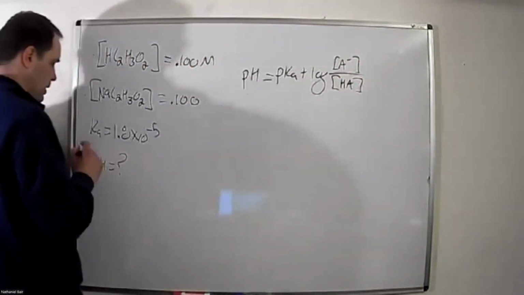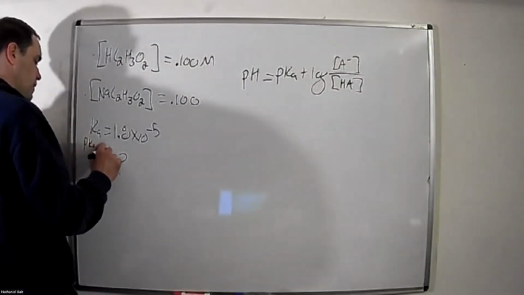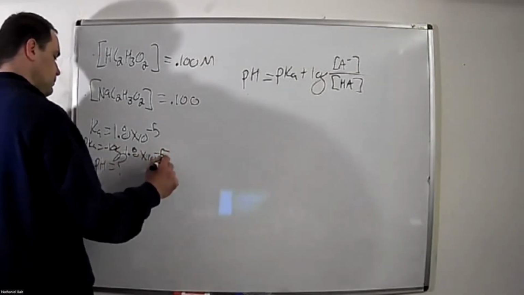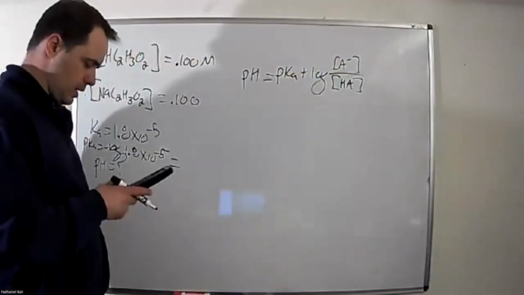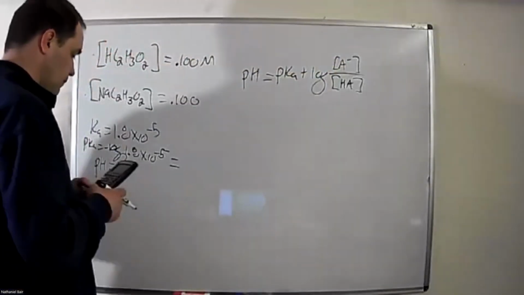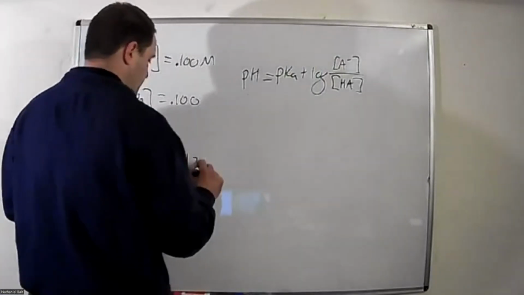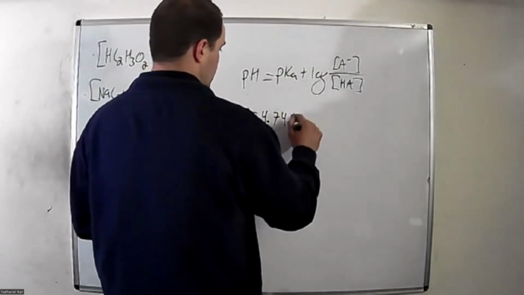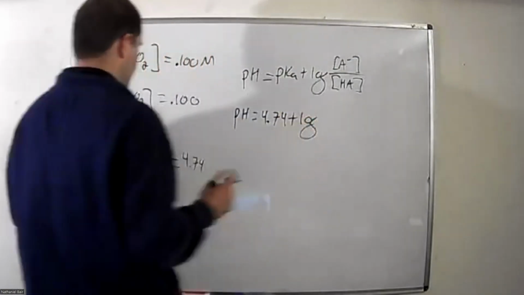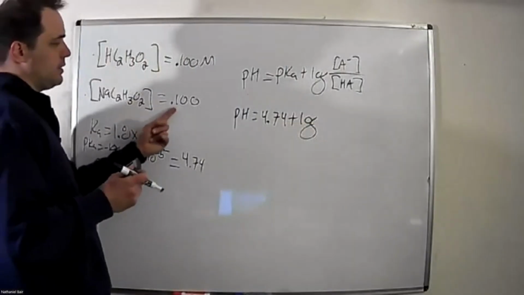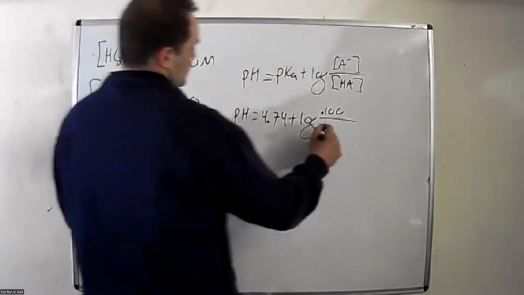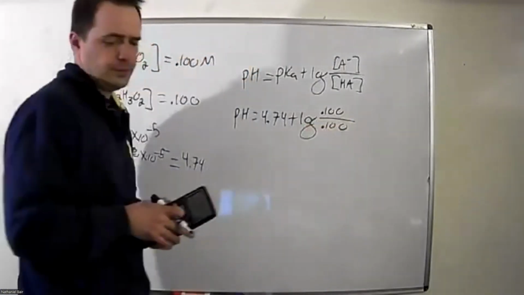We need to get a pKa. So pKa equals negative log of the Ka. So the pKa here is going to be 4.74. So pH equals 4.74 plus the log of the base concentration, 0.100, over the acid concentration, 0.100.